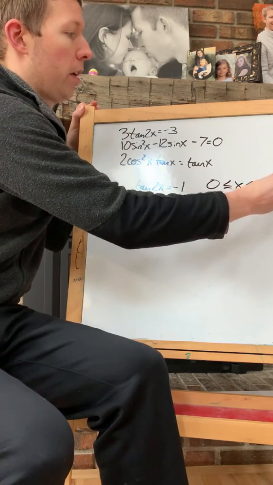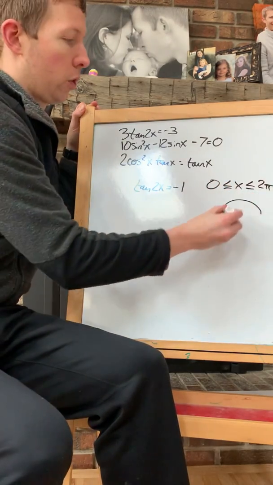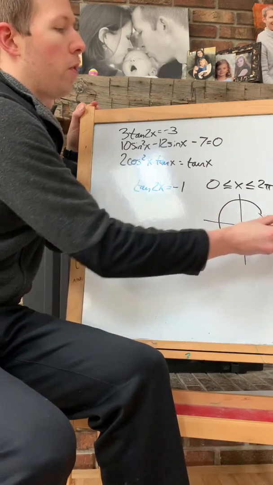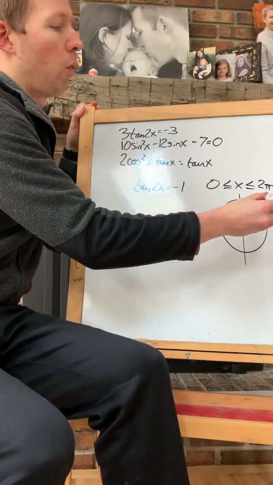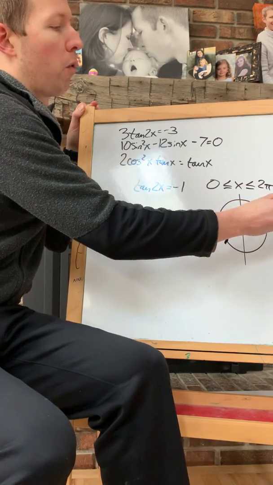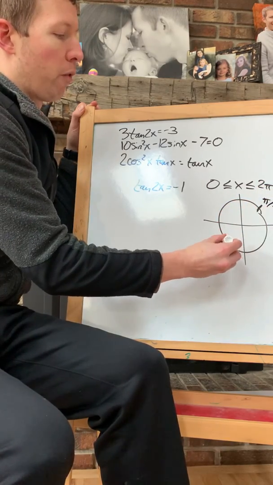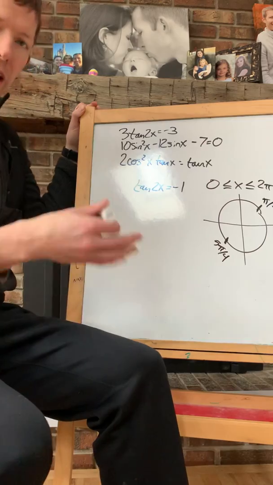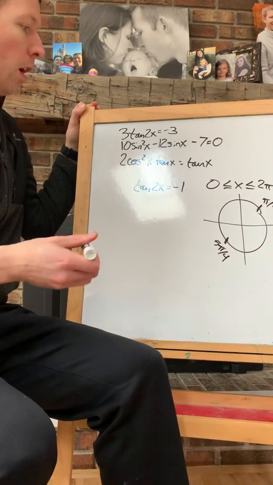If I was asking for all the answers between 0 and 2 pi, you might look at a unit circle and say, well, I know that tangent equals -1 here and here. This is at 3 pi over 4, and this is at 7 pi over 4. And you might be tempted to say that then those are your answers.